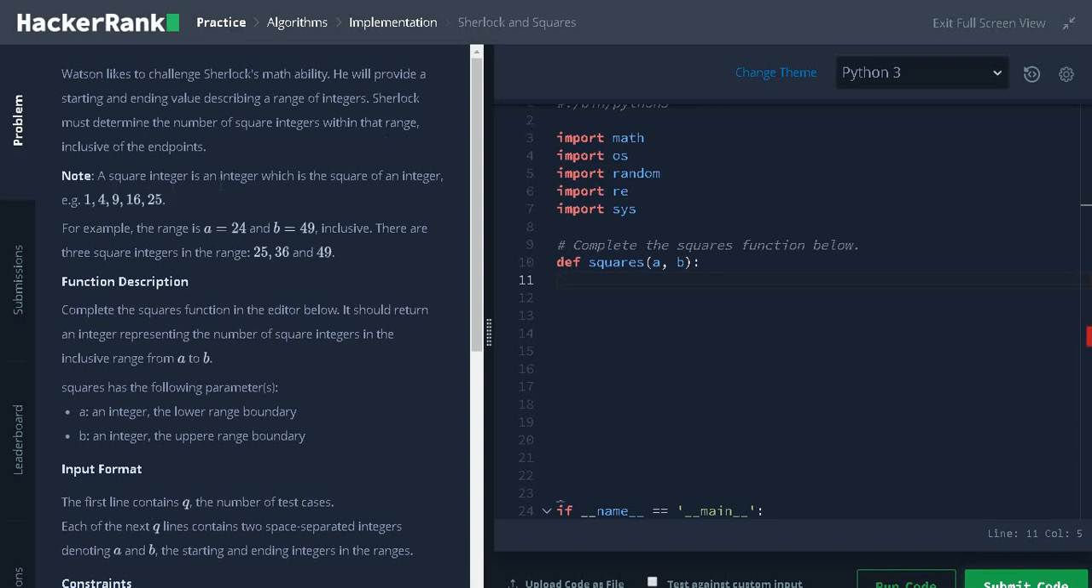A square integer is an integer which is the square of an integer. These are the squares of the integers. It's like a perfect square. 1, 4, 9, 16, 25, 36, the list goes on.